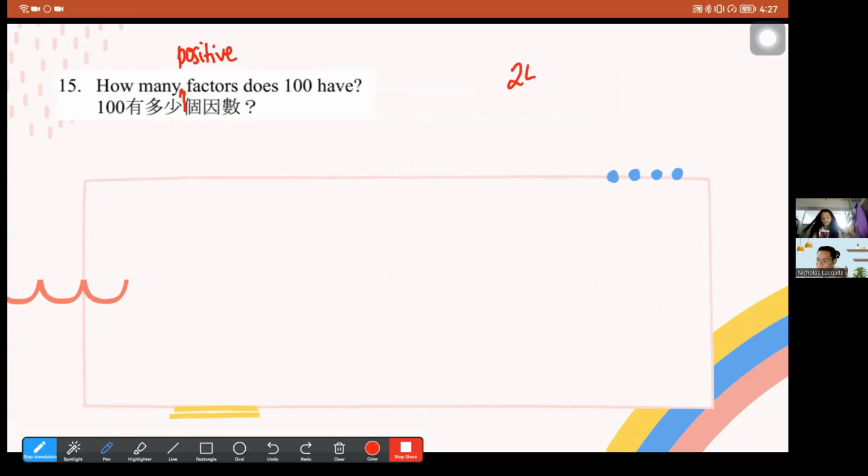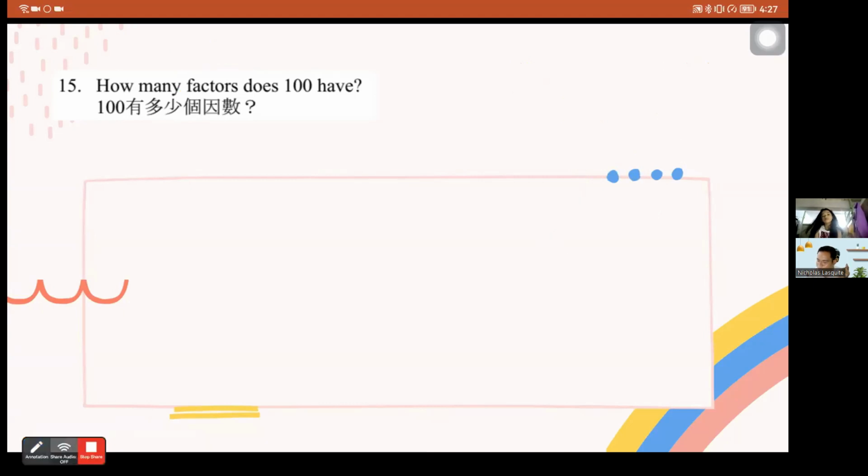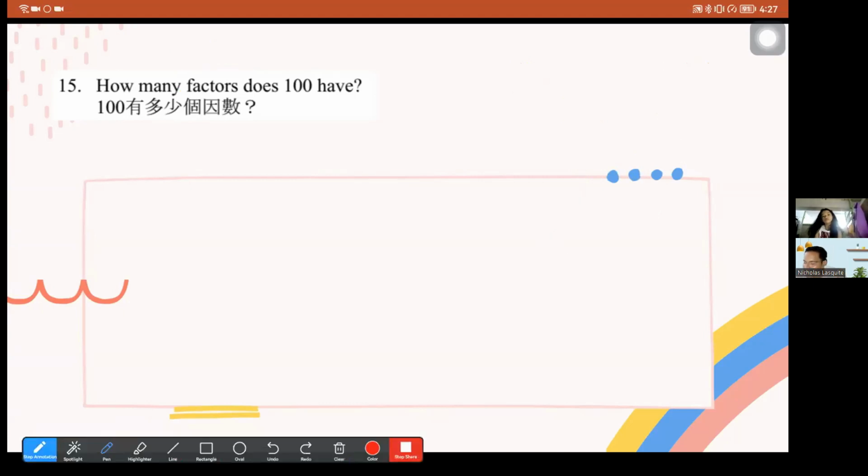If you have 25, then that would be 1 times 25 and 5 times 5. Or negative 1 times negative 25 or negative 5 times negative 5. That is still equal to 25. So how many factors are here in total? You have 2 plus 2, which is 4. But if you're only looking for the positive factors, then you have 2, right? Okay, so again, this should be positive factors.